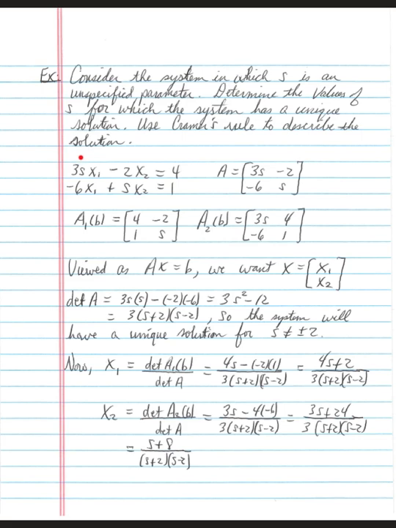The coefficient matrix is going to have the first column as 3S, negative 6. Second column, negative 2S. A sub 1b is when the first column is replaced with vector b. So 4, 1 becomes your first column. Then you have negative 2 and S staying as your second column. A sub 2b, first column is left alone. So we're going to leave that one the same. Second column gets replaced with b, 4, 1. If we view this as a matrix equation, A times X equals B, we want to solve for X.